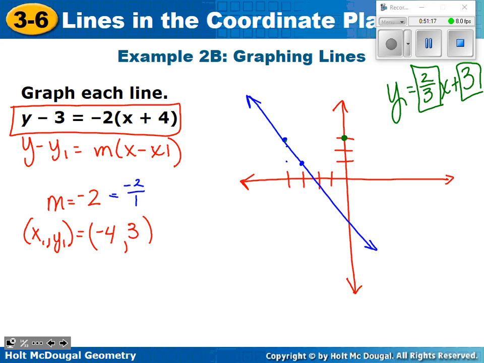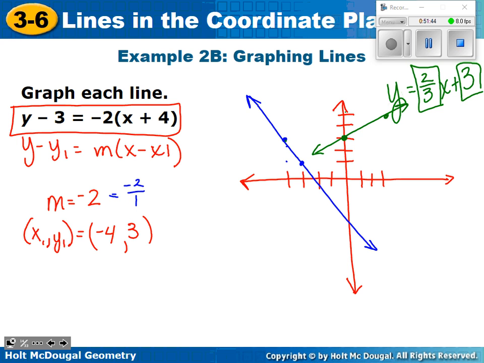What does our slope tell us to do? Careful. It's positive 2/3. So up 2, right 3. So we go from our y-intercept, just like we went from our point, and we use our slope. Up 2, right 3. And then draw the line that goes through those 2 points. You guys remembering this from Algebra 1?